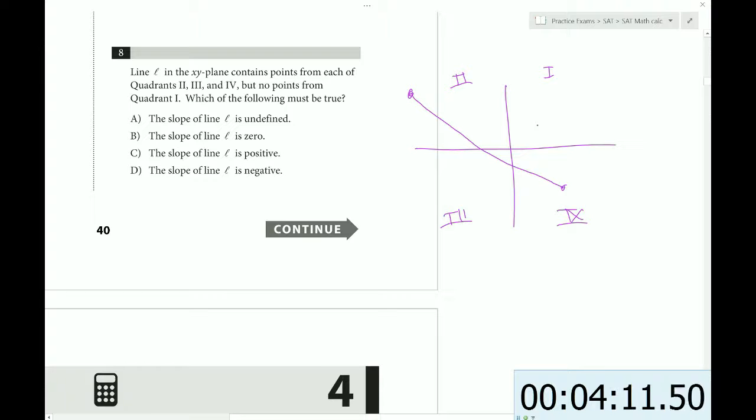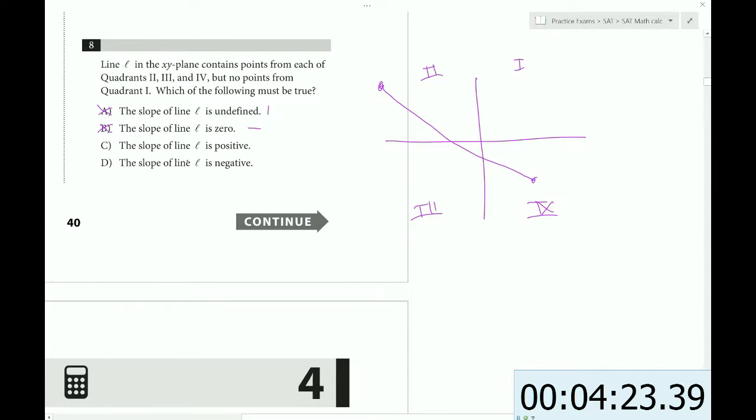So what do we know about this line? The slope of the line is undefined. No. Slope undefined would be a vertical line, right? The slope of the line is 0. No. That would be if we had a flat line, right? The slope of line L is positive. No, because as we read it from left to right, it's going down. Slope is negative. Yeah, that's true.